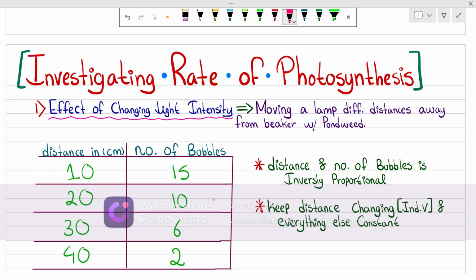To investigate the rate of photosynthesis, we have 3 experiments. The first one is the effect of changing light intensity. We move a lamp to different distances away from the beaker with pondweed. So for the effect of changing light intensity, light intensity is the independent variable here. So light intensity should be constantly changing throughout the experiment and everything else should remain constant. Distance and number of bubbles are inversely proportional. If you increase the distance, the number of bubbles will decrease. Again, since light intensity is the independent variable, we keep it changing and everything else constant.